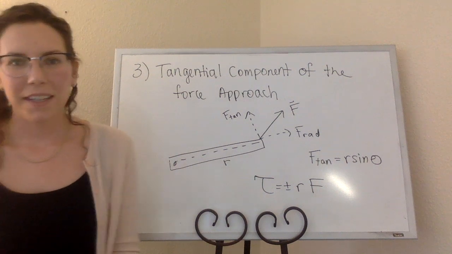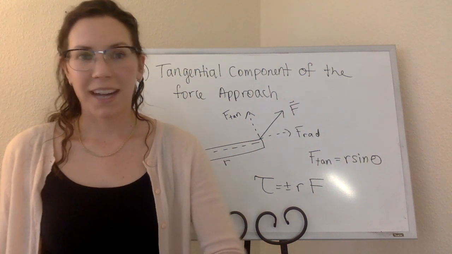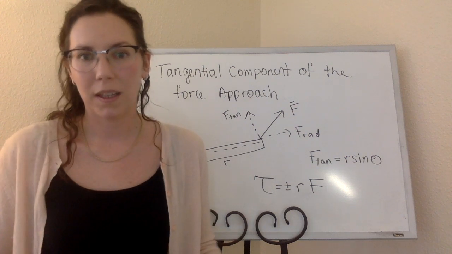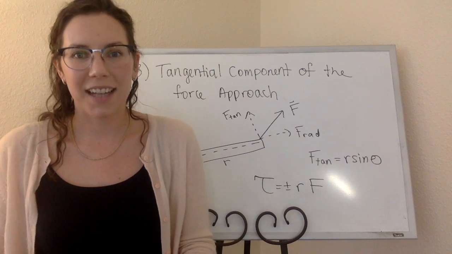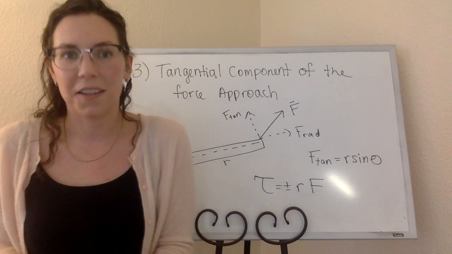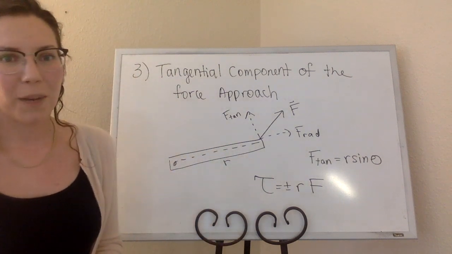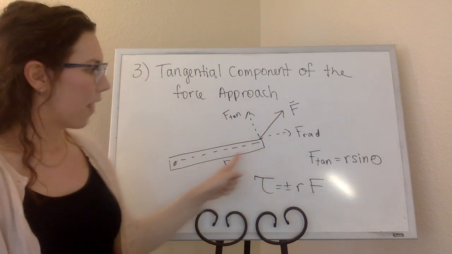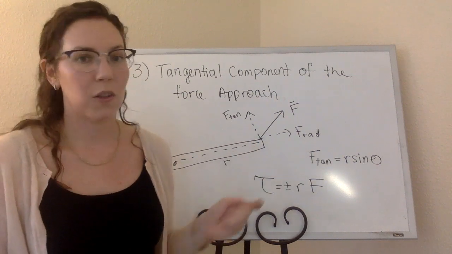Okay, so the last method is the tangential component of the force approach. This method works because it is only that tangential component of the force that causes torque. We know that any parallel forces do not cause a torque, and similarly, any parallel components of the force aren't causing the rotation. It's the perpendicular component. So what we can do is break up that force into its radial component, which will be along that R line from the pivot point, and then the tangential component.